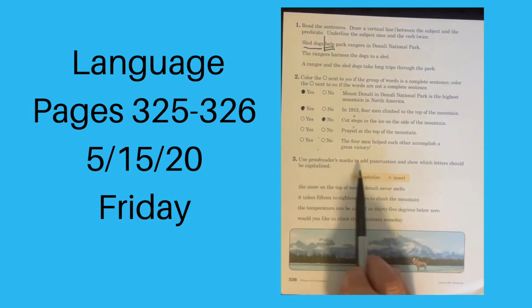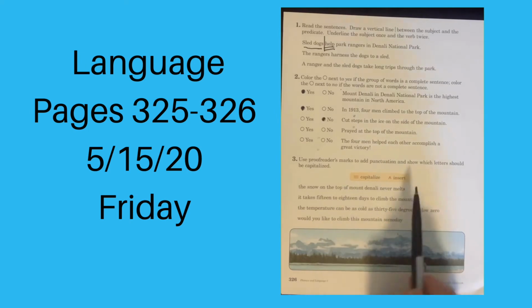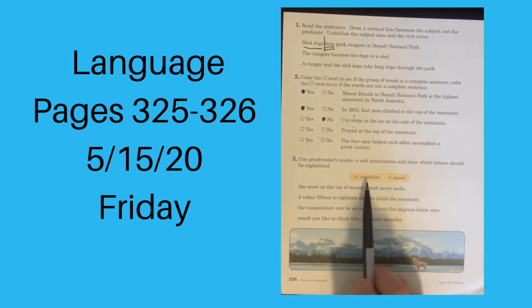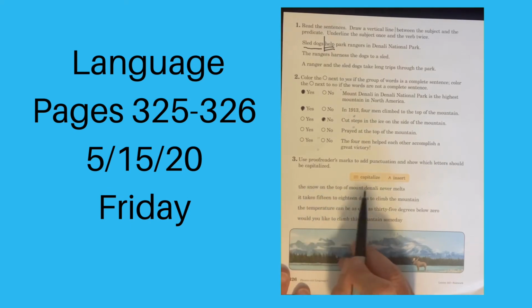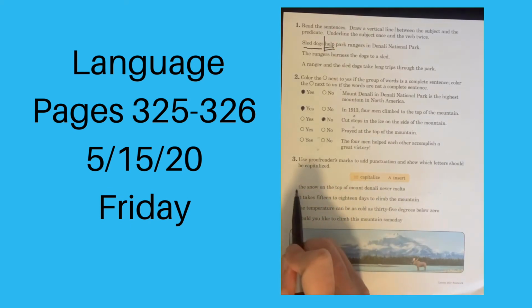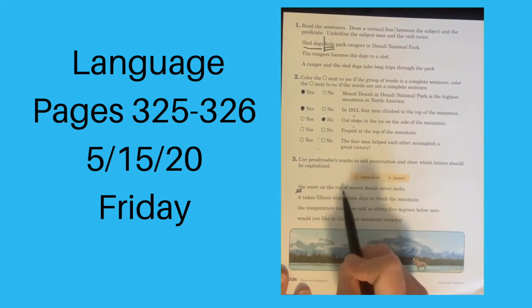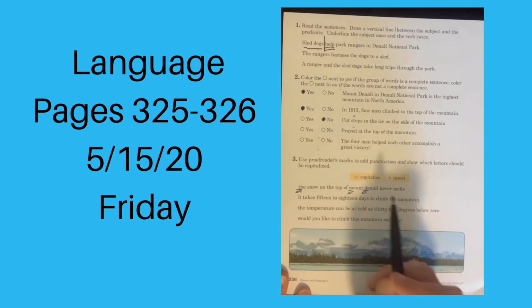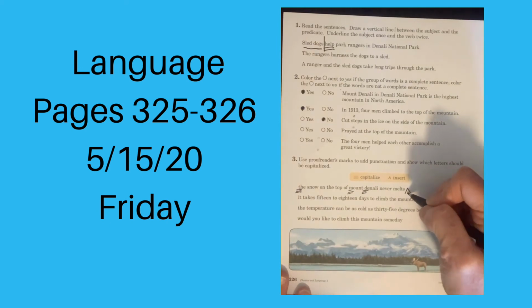Number 3. Use proofreader marks to add punctuation and show which letters should be capitalized. This is to insert and this is to capitalize. The snow on the top of Mount Denali never melts. Well, we know the beginning of a sentence needs it. And then we have a proper noun. And where is it? Mount Denali. And we're missing something here, aren't we? We're missing our punctuation, our period.